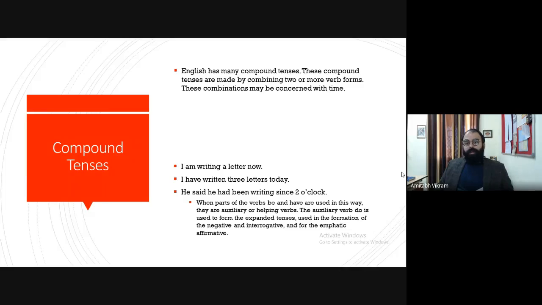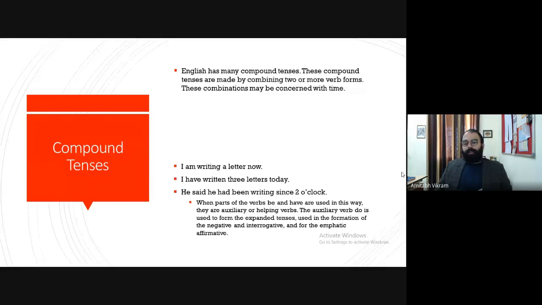So we also have compound tenses in English. English has many compound tenses. And these compound tenses are made by combining two or more verb forms. So you have a simple verb form and you have a complex verb form. So compound is again the complex type of verb forms. These combinations may be concerned with time. Like I am writing a letter now. So again, this is an example of compounding.